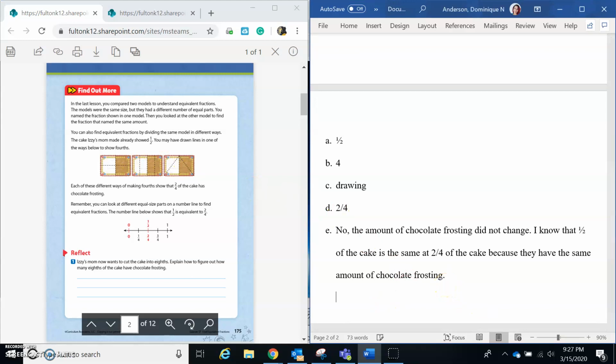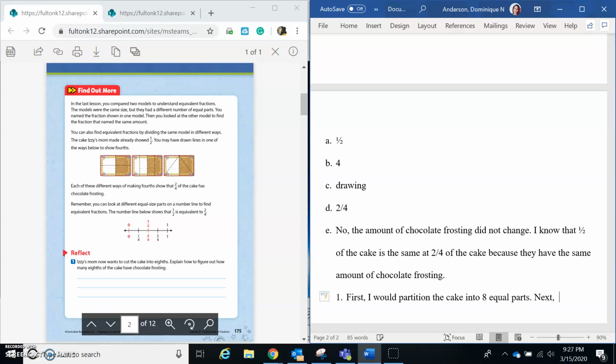And I'm going to label this number 1. So how would you figure out how many 8s of the cake have chocolate frosting? So first, I would partition the cake into 8 equal parts. Okay, which we did. We drew a line across.